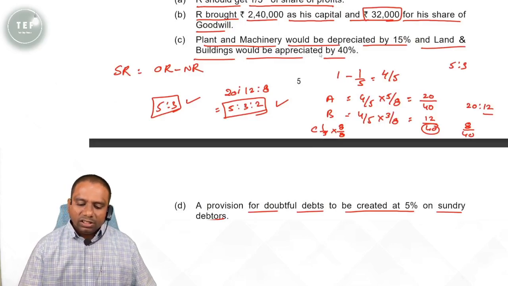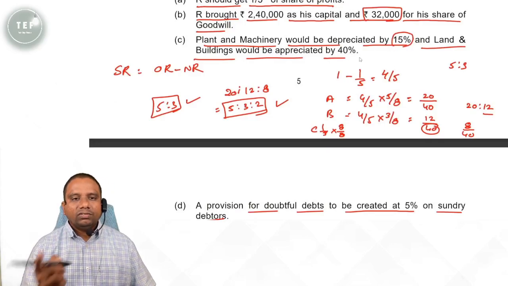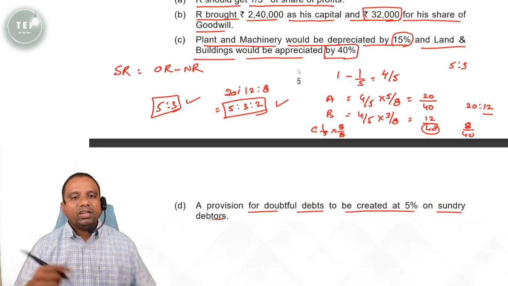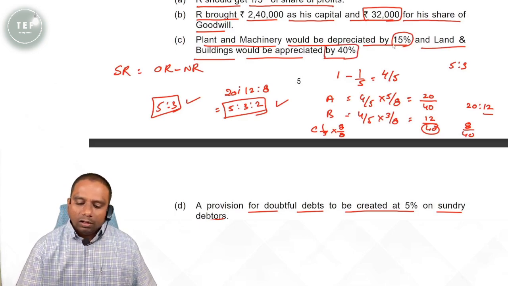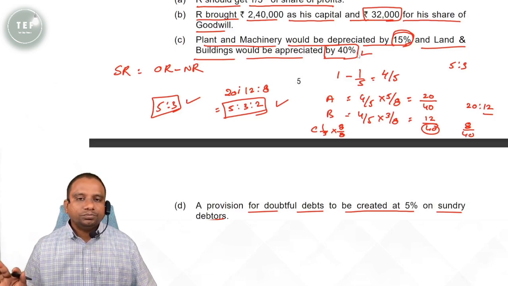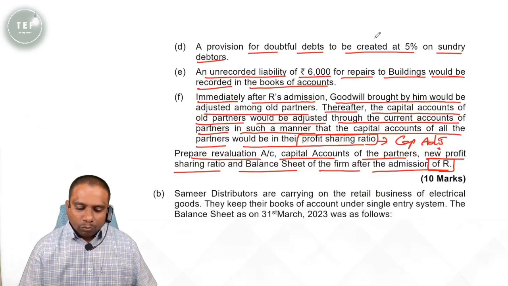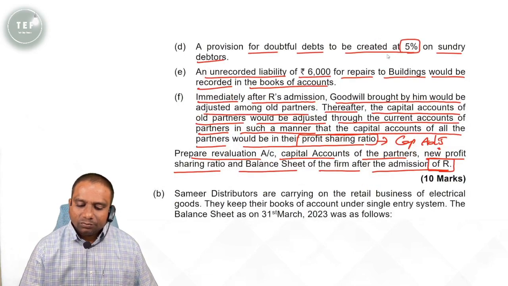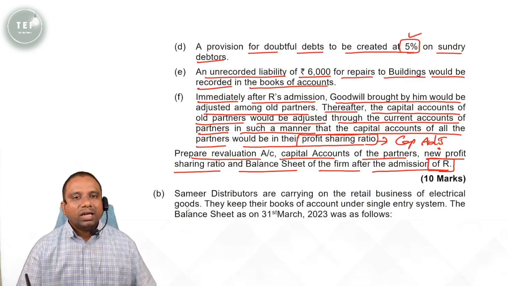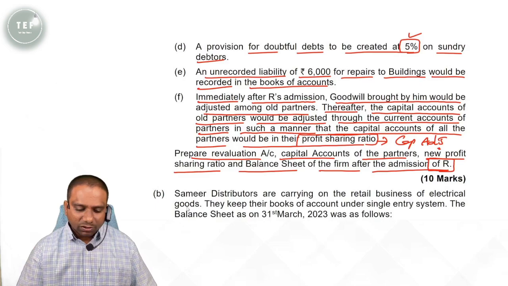Yeah, plant and machinery would be depreciated by 15%, revaluation debit. Land and building appreciated by 40%, revaluation credit. Now this depreciation and appreciation show in the balance sheet also. Simple. Next one. Provision for doubtful debts is to be created. Again, decrease in the value of asset. Revaluation account debit 5%. In the balance sheet, from sundry debtors deduct this 5%.